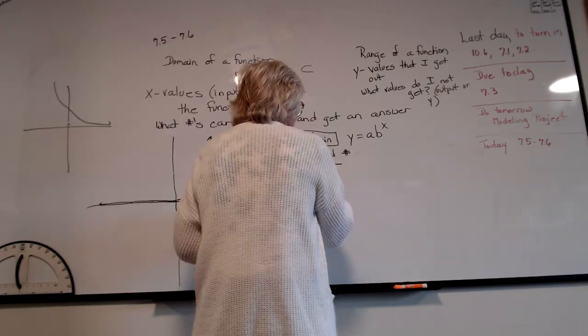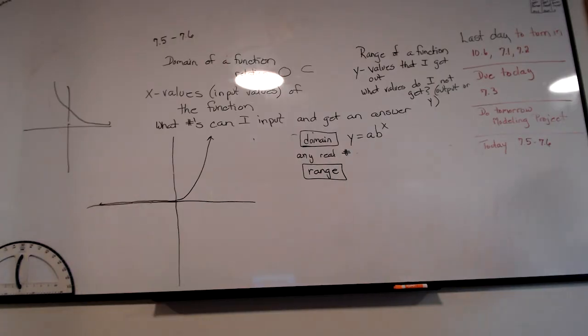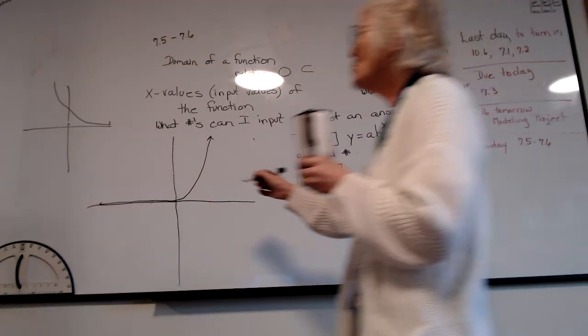Now the range. This one has a limited range. Look at your graph. What kind of values do I never get in this graph? Look at your y. What kind of values do I never get in my answer? Okay, look at your graph. This is y, correct?